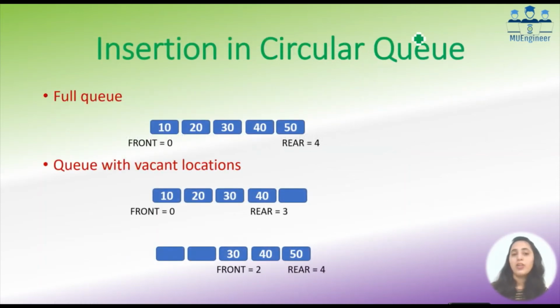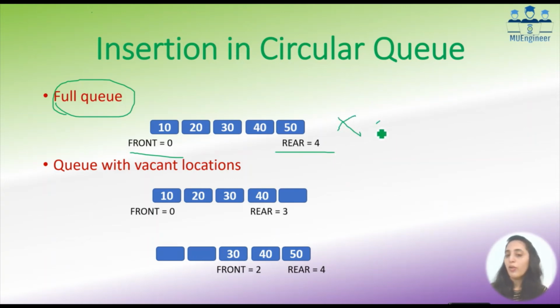So when we are doing insert in a circular queue, what are the conditions which can happen? If my queue is already full, so you can see here my queue is already full. I will say that my queue is full. If your front is 0 and rear is 4, you will say your queue is full. So I cannot do any insert operation here. I will give an overflow message.